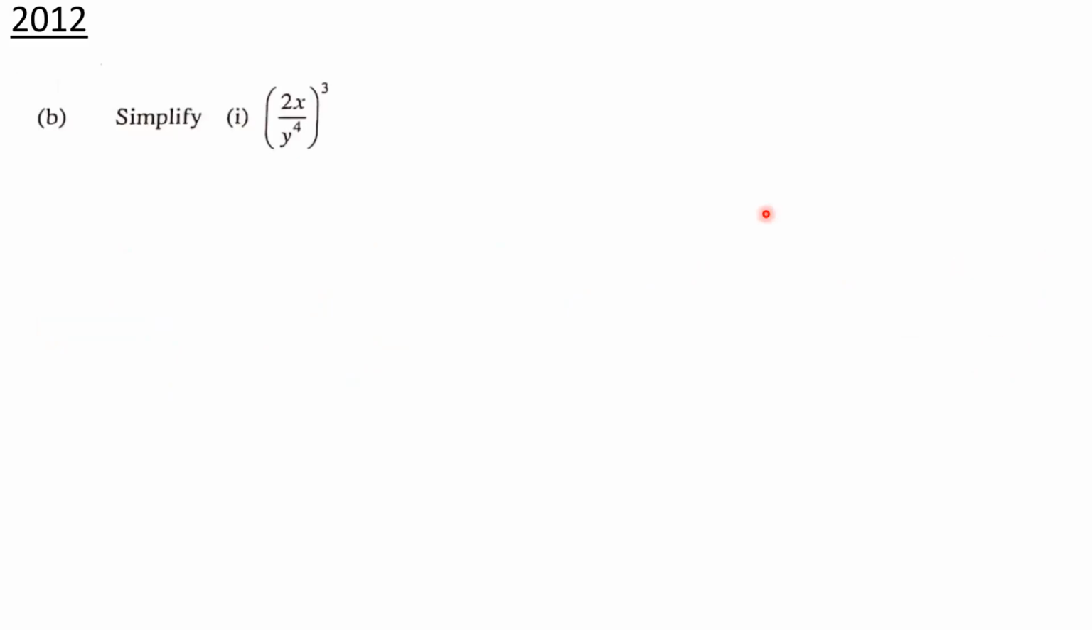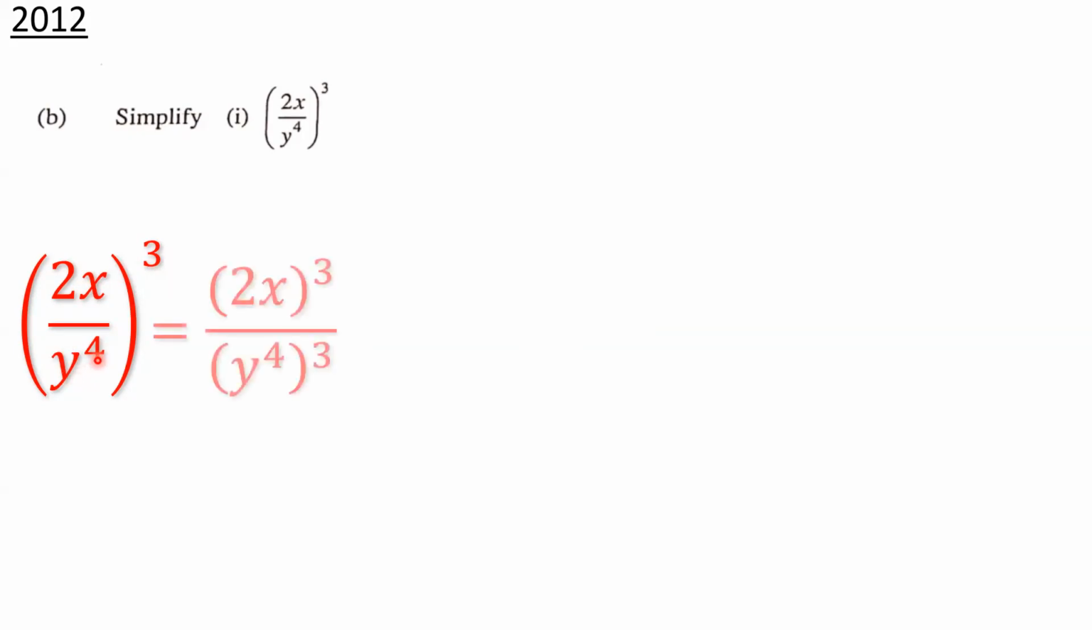Here we have 2x all over y to the fourth power, all raised to the power of 3. What we're going to do here is take the 3 and put it on top of the 2x. We're going to take the 3 and put it on top of the y to the fourth power. So what do we have? We have 2x raised to the power of 3, and we have y to the 4 raised to the power of 3.